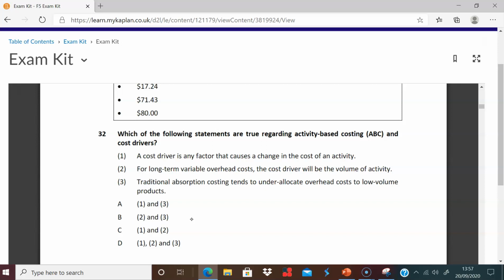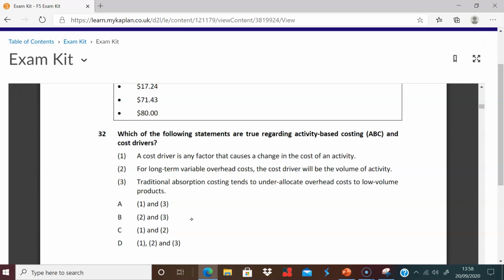Inspection costs and the number of inspections that are carried out. That is true, so definitely that's correct. For long-term variable overheads, the cost driver will be the volume of activity. I like the fact that they've given us the hint here that it is variable, and variable highlights the fact that volume is the driver here. Direct correlation between volume and variability. And so the volume of activity will definitely drive variable overhead costs. So that is very correct. Variable costs are driven by volume.